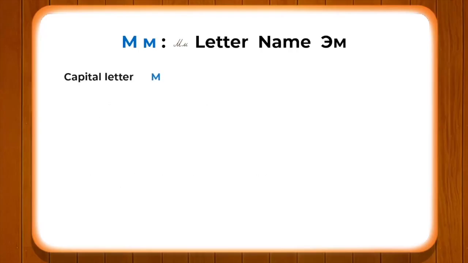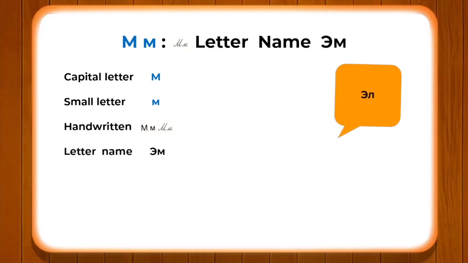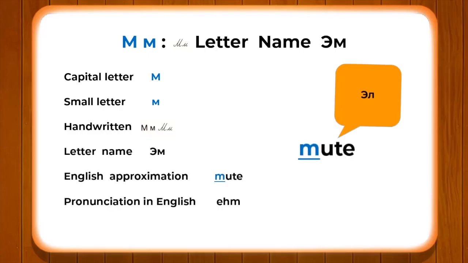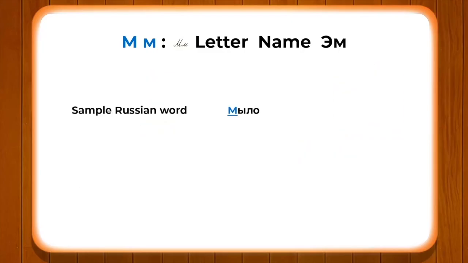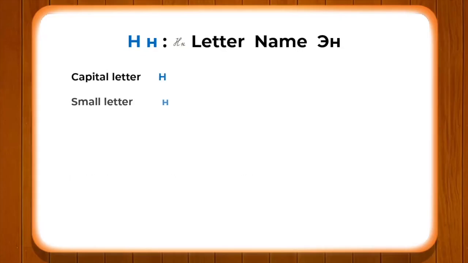Alright, the next letter here is m. An English approximation so that we understand it properly is mute. With the help of a sample Russian word, we can understand the sound of m properly: m in mylo, which means soap. Okay, let's go ahead and look at the sound of the letter n.